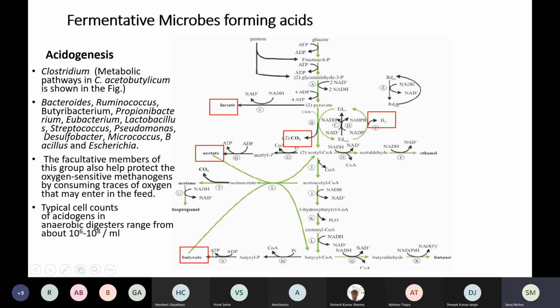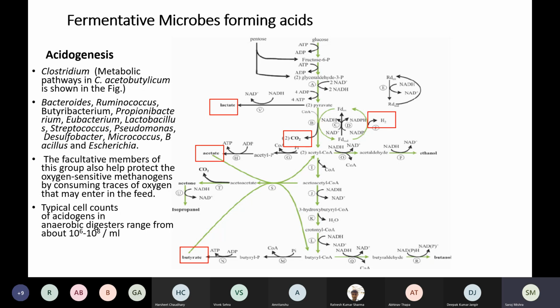Now the other importance is that the facultative, when you say facultative, what we mean is that they are not going to be killed by the presence of oxygen. Clostridium is an obligate anaerobic organism, but there are facultative anaerobes, which can still tolerate traces of oxygen. The facultative members of this group also help to protect the oxygen sensitive methanogens by consuming the traces of oxygen which can enter in the feed. Please remember this point. It's very, very important.